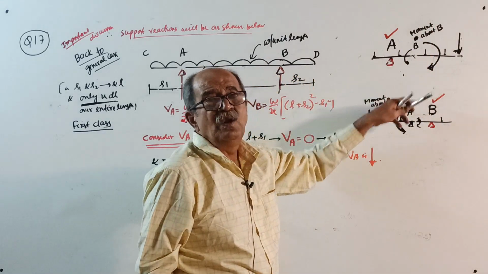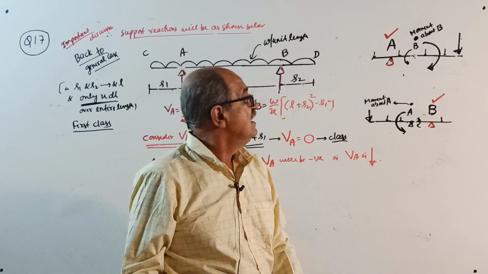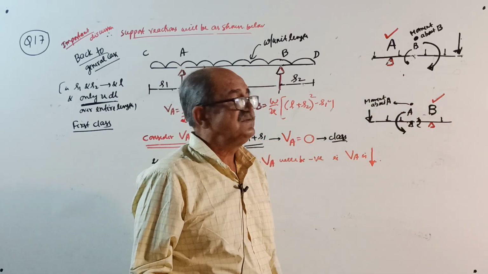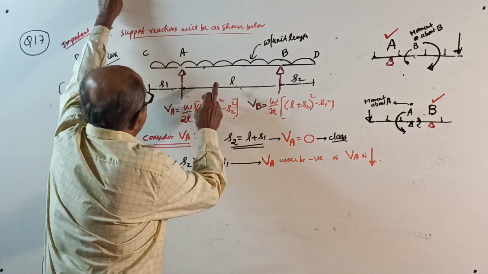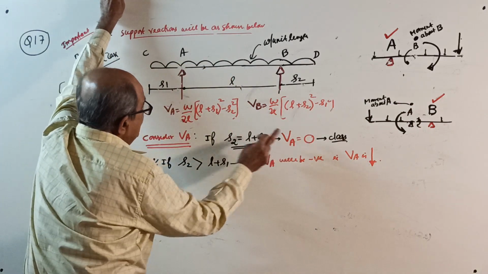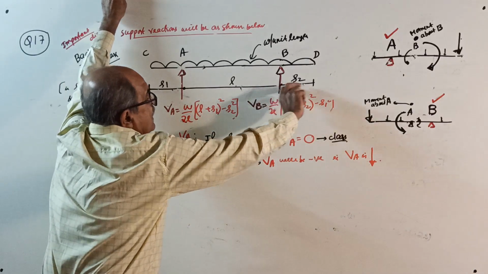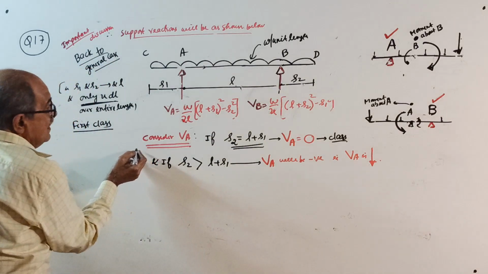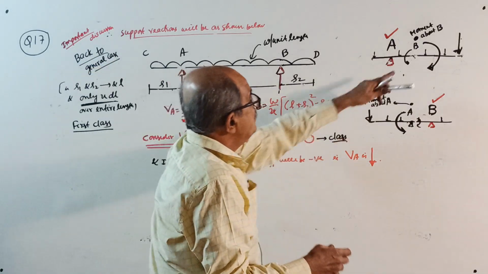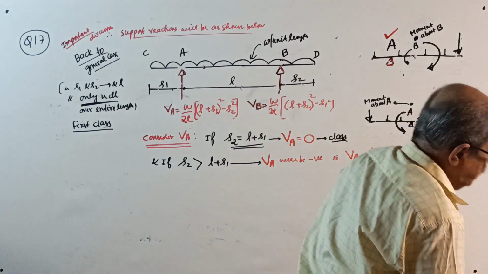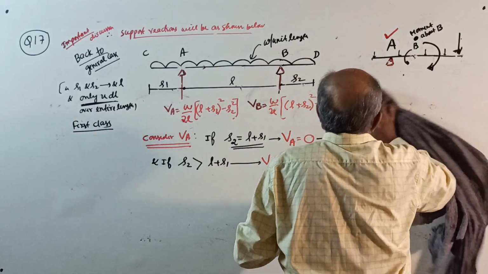If it is other loading, we have to do the numericals then. We can't discuss a standard case. So, for UDL, this VA will be 0 if L plus S1 is equal to S2, or if the right overhang is there. Now I will remove this one. I will show a sketch with a numerical to help you understand.